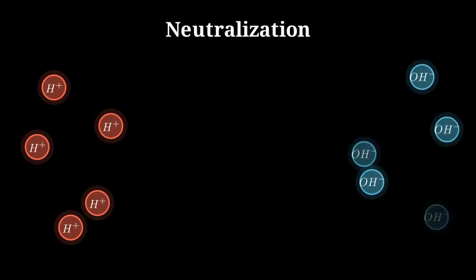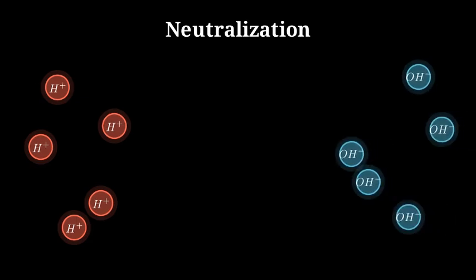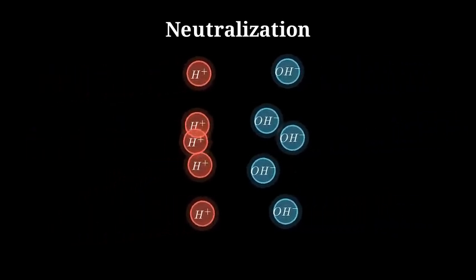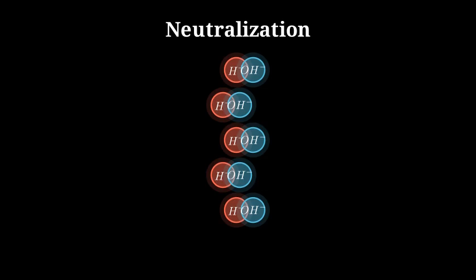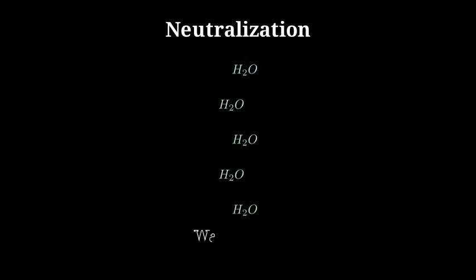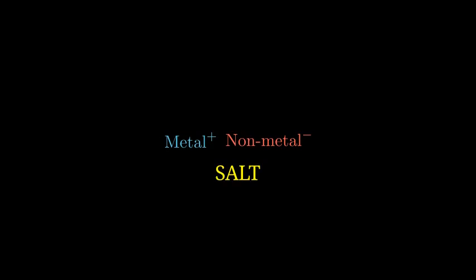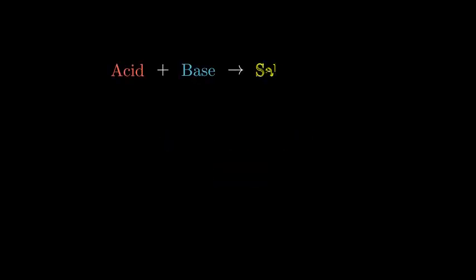Now let's talk about the most beautiful reaction of all, neutralization. Imagine an acid as a source of H+ ions and a base as a source of OH- ions. They are like two opposite poles of a magnet. When you mix them together, the H+ and the OH- find each other. They bond instantly to form H2O, water. They effectively cancel each other out. The remaining parts of the acid and base, the metal and the nonmetal parts, join together to form a salt. Acid plus base gives you salt and water.